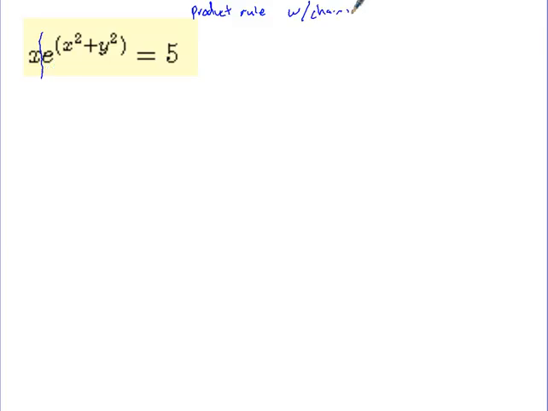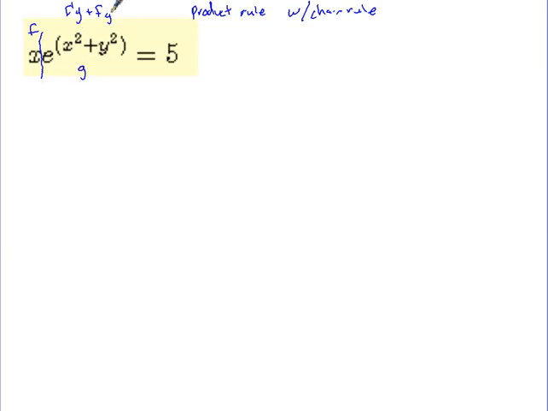Okay? So, first, take the derivative of both sides. So, product rule. Product rule says f prime g plus f g prime. So this is my f. All of this is my g.